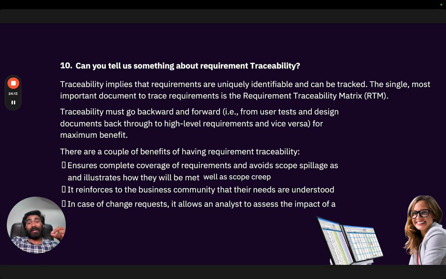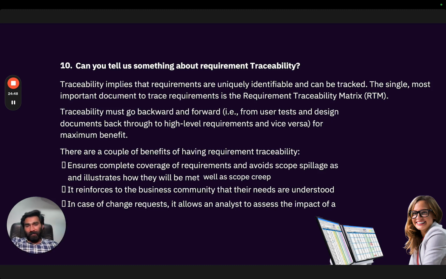Traceability implies that the requirements are uniquely identifiable and can be tracked. The single most important document to trace requirements is the requirement traceability matrix, which you can design, or maybe you can access it if you have an existing matrix. RTM matrix, right? So traceability must go backward and forward, from user requirements to test and design documents, and back through to high level requirements and vice versa, to provide maximum benefit.